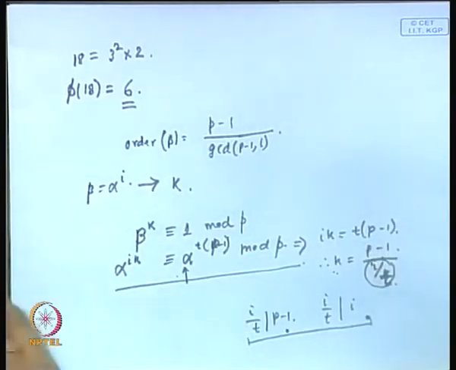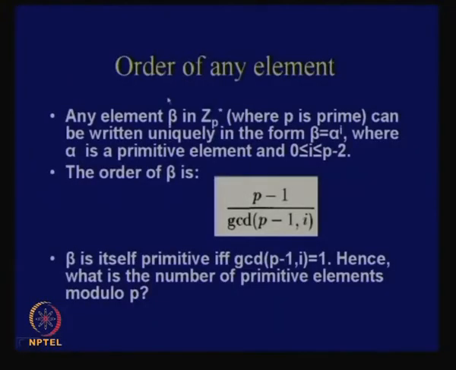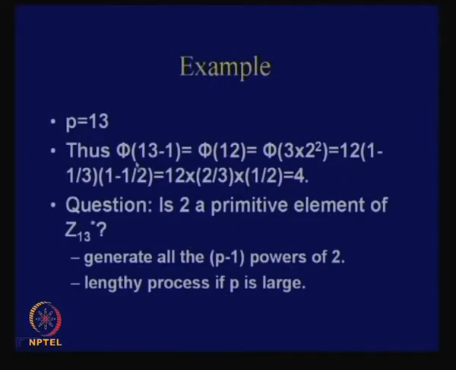So, this you can prove in any other ways also. This is just one sample proof. So, you see that p equal to 13, phi of 13 minus 1 equal to phi of 12, and that is actually equal to 4 or 6.